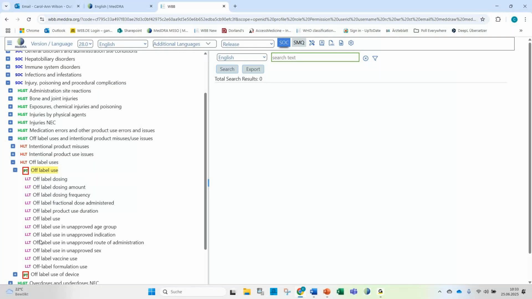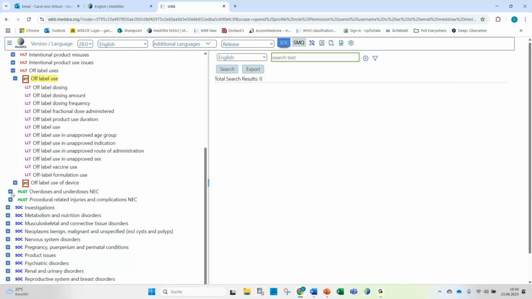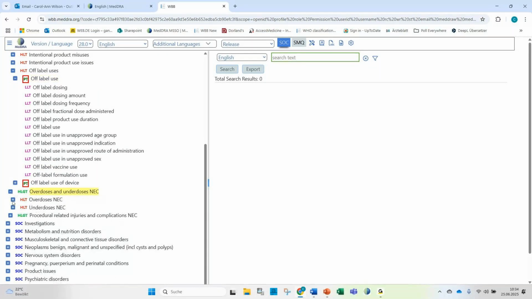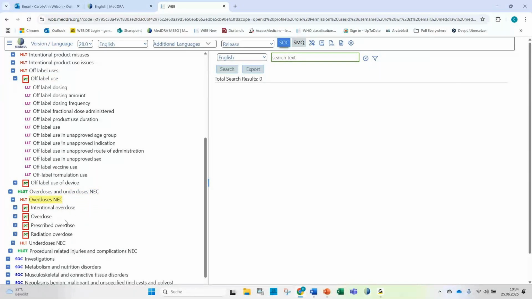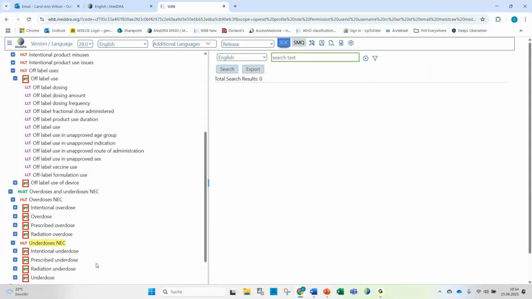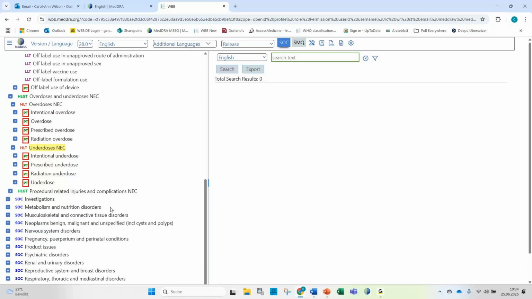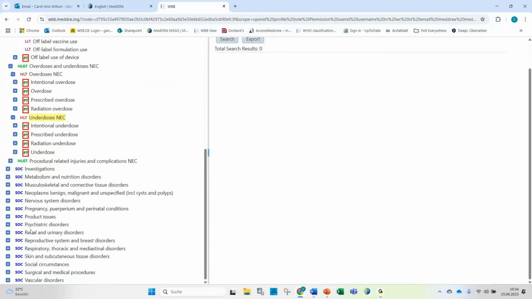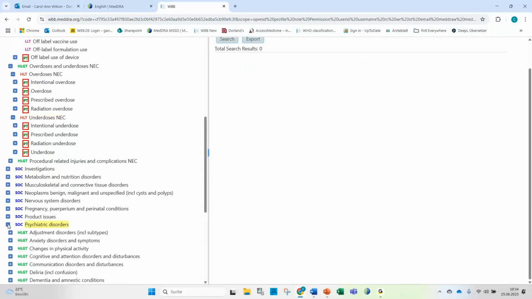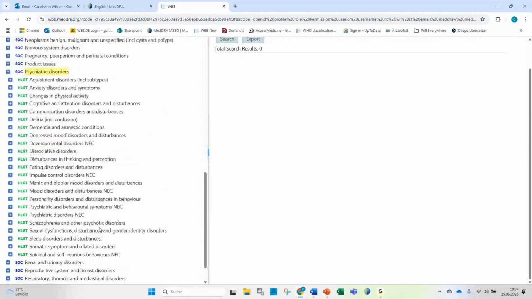And then here, overdoses and underdoses, NEC. Here we have the intentional overdose, overdose, prescribed overdose, radiation overdose, and same for the underdose. Now, what about drug addiction? For drug addiction, you have to go into the psychiatric disorders system organ class, and here to the psychiatric and behavioral symptoms, NEC.